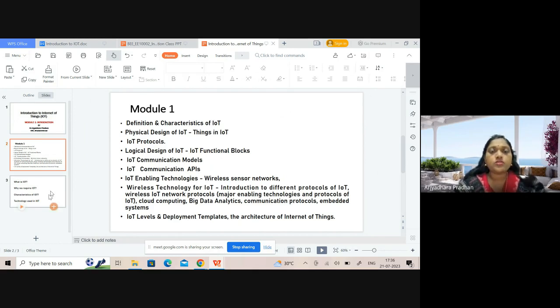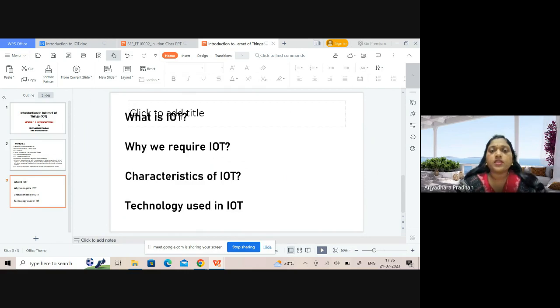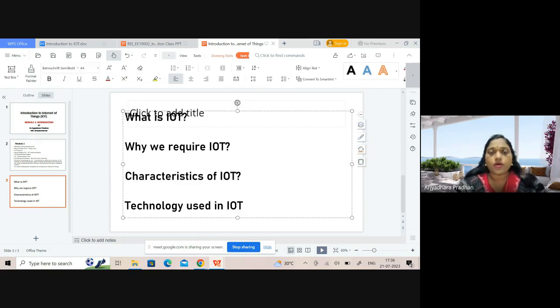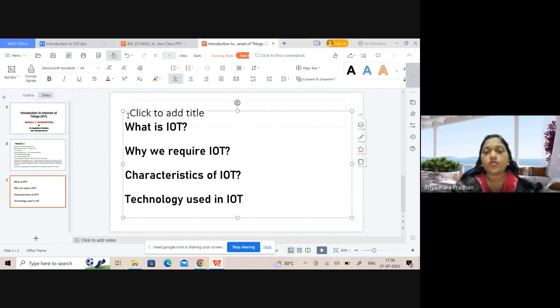But today I'm going to tell you these basic four questions: what is IoT, why we require IoT, the characteristics of IoT, and the technology used in IoT. So the first question that comes to mind is, what is IoT and why do we require it? What are the characteristics, and what technology must be involved in designing IoT?